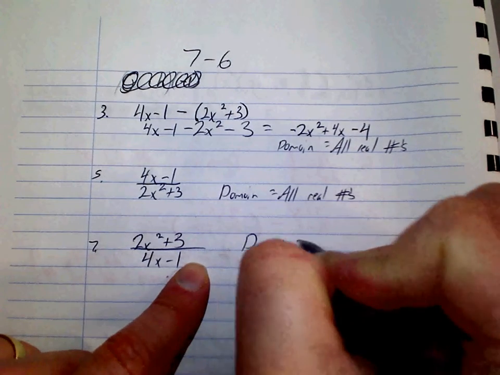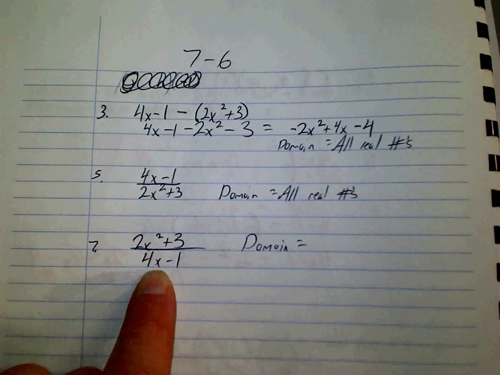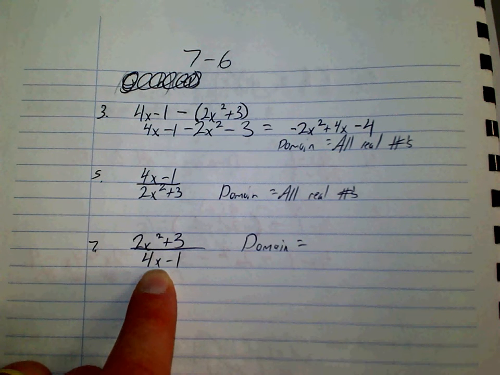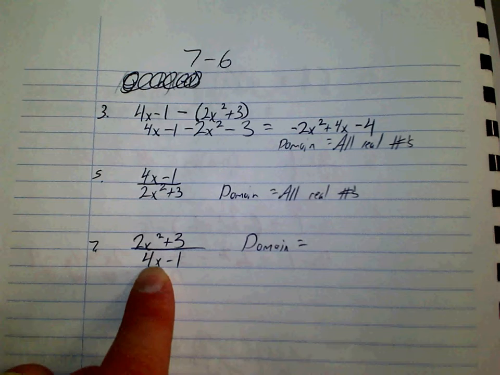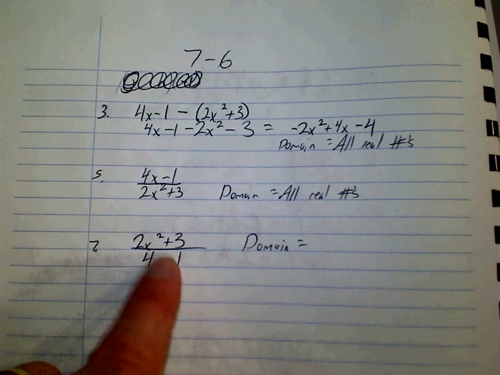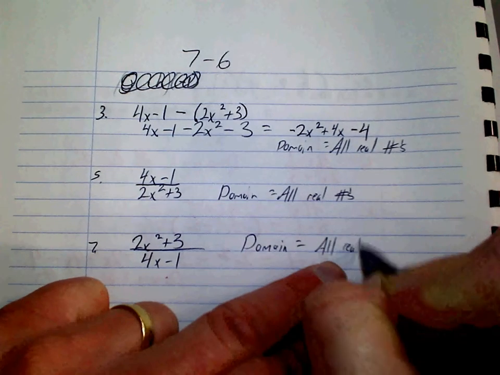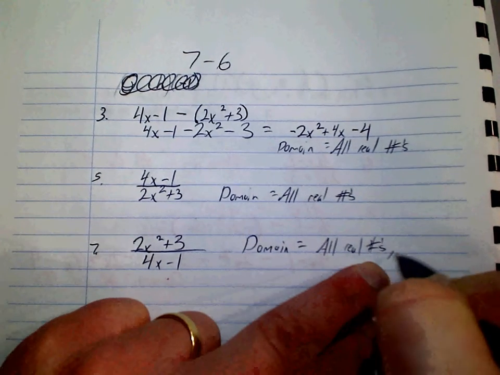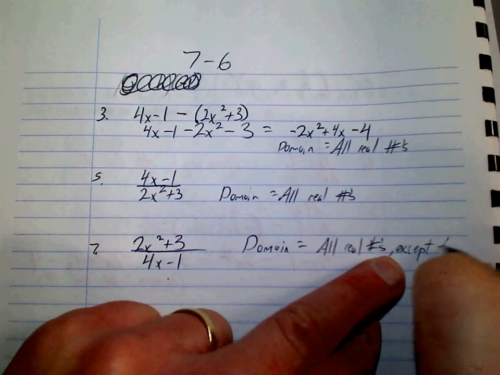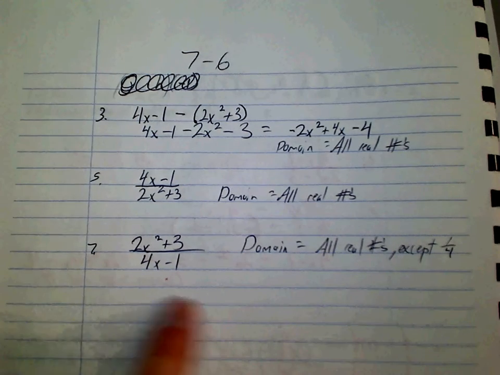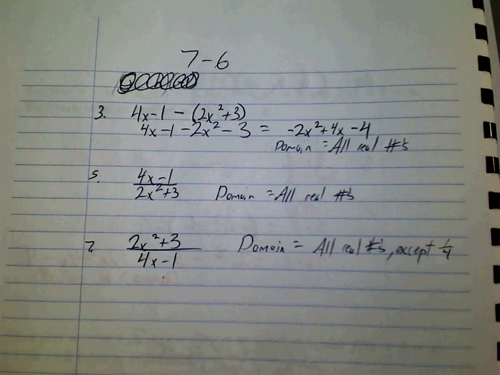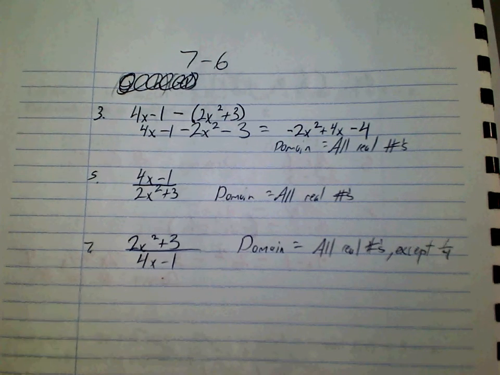And so, domain on this one. Is there anything that's going to prevent or any limitations on your domain here? One-fourth, very good. If I put a 1/4 there, that would make 1 minus 1 equal 0, wouldn't it? Yeah, 1/4 would be a limit, so you're going to say all real numbers except 1/4. Very good on noticing that. It's just, if there is something that can make your denominator 0, can't have it. So that was the first 3.